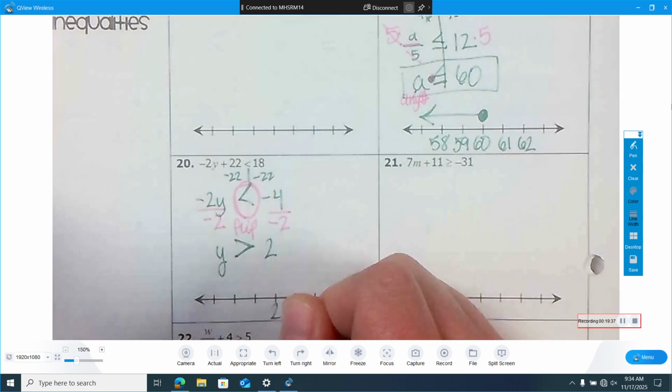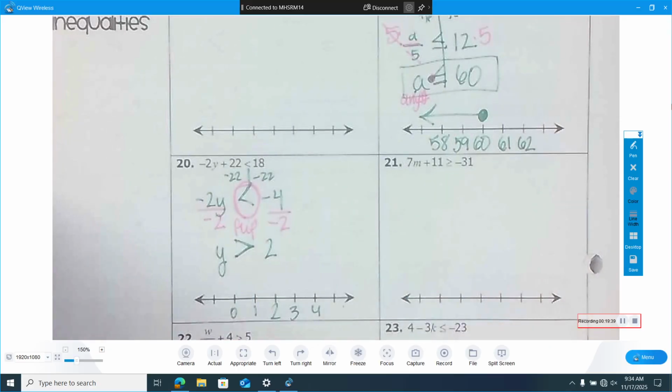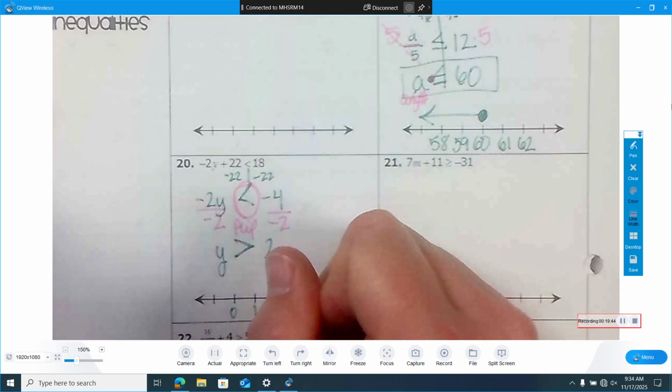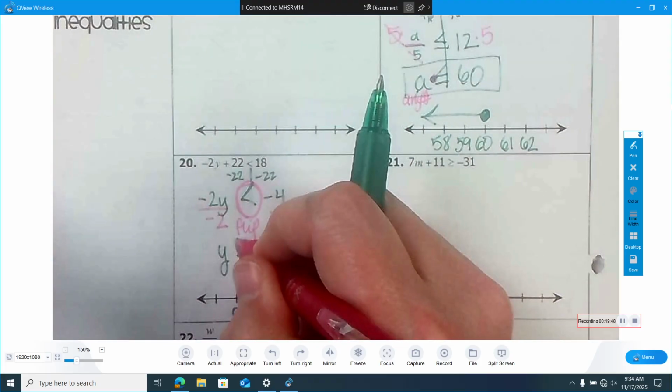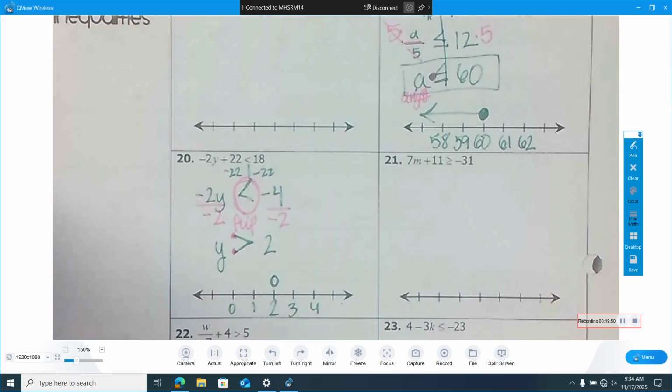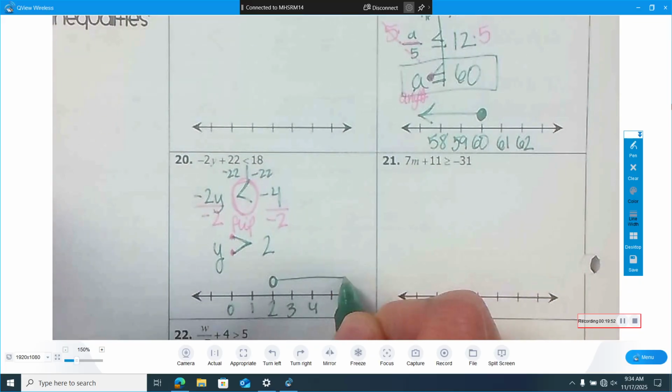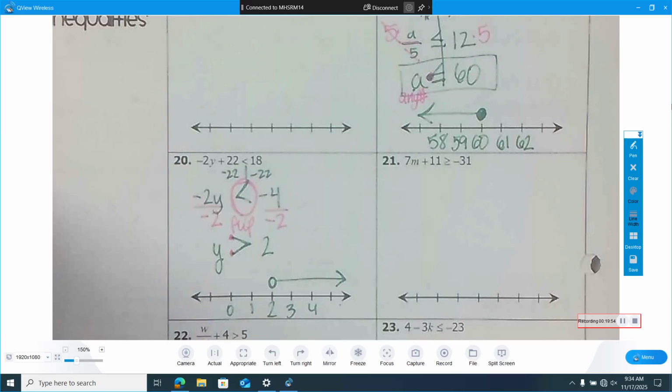So I have a 2, 3, 4, 1, 0 on the other side. Do we have an open or closed dot at 2? Open circle, and this says we want any number bigger than 2, and bigger is going to be to the right. Any number bigger than 2.